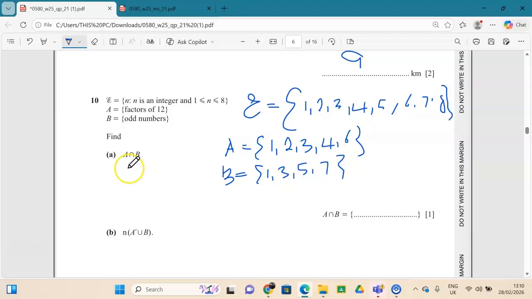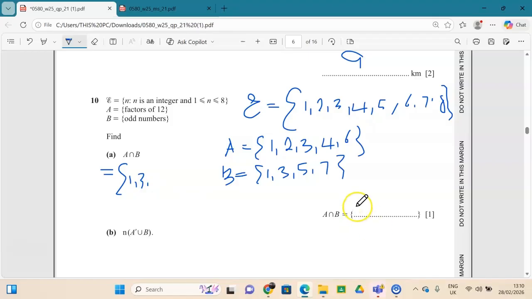Now we're going to look for A intersection B. So where are they meeting? A intersection B will be equal to what? You can see it is very obvious from this. This is having 1, this is having 1. We pick 1, like their common ground. There's 2 here, there's no 2 here, but there's 3 and there's 3. Pick this. What else do we have?